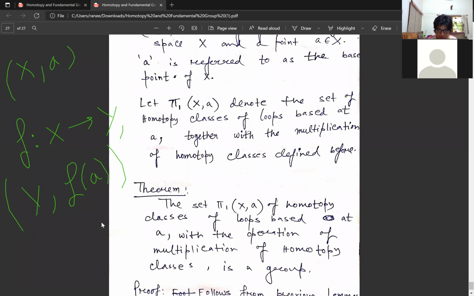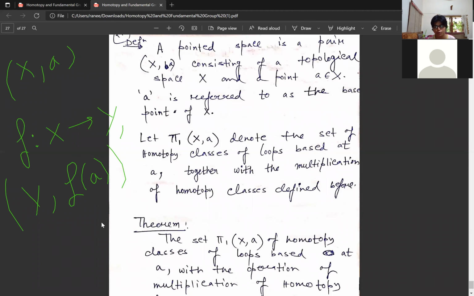Let now pi1 of X comma A denote the set of homotopy classes of loops based at A, together with the multiplication of homotopy classes defined before. So pi1 of X comma A is the set of all homotopy classes of loops. Can anyone tell me why we consider loops but not just paths from any two points? Any idea? Okay, maybe you will see it over this theorem.